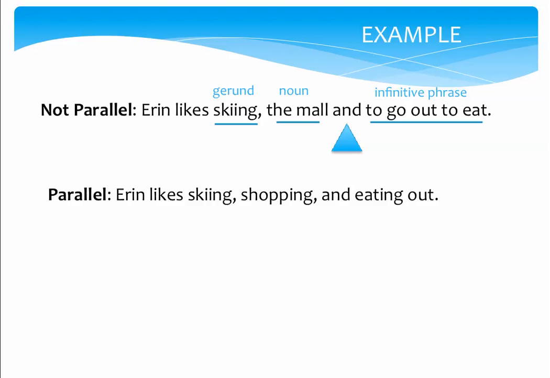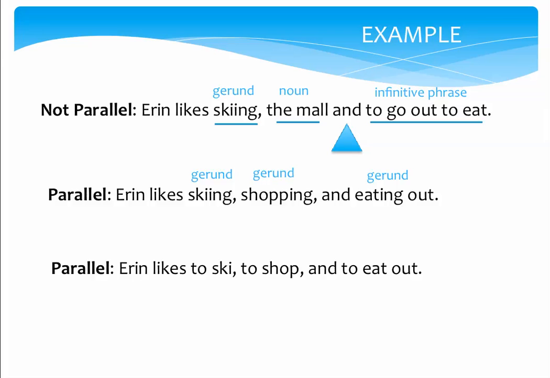One way to fix the sentence would be to make all three elements gerunds. Aaron likes skiing, shopping, and eating out. All three are gerunds. Another way to bring the sentence into parallel structure is to turn each of them into an infinitive phrase. Aaron likes to ski, to shop, and to eat out. You could actually take this a step further and say Aaron likes to ski, shop, and eat out, so that what we're really bringing into balance are the complements of the infinitive rather than the infinitive phrases themselves. But as you've written it here, we have three infinitives.